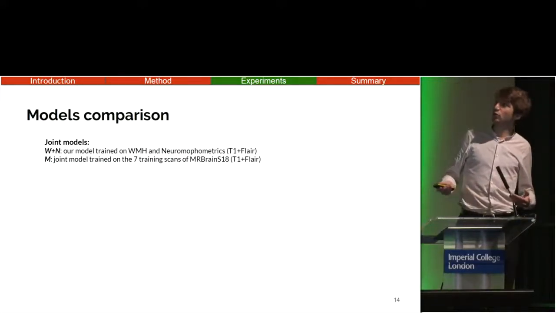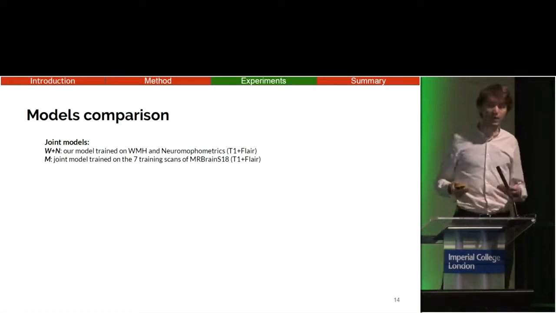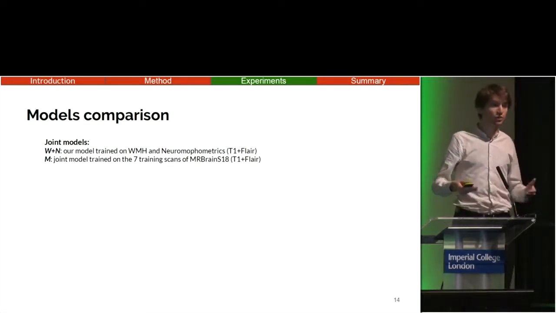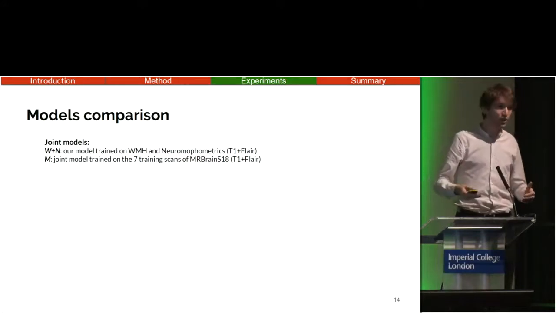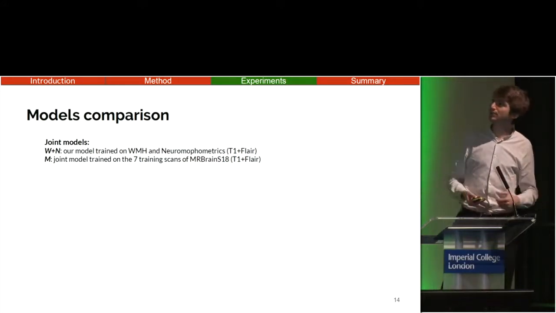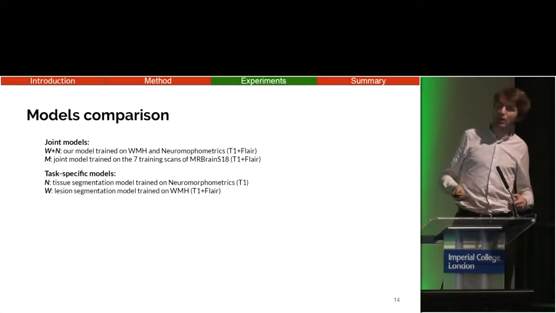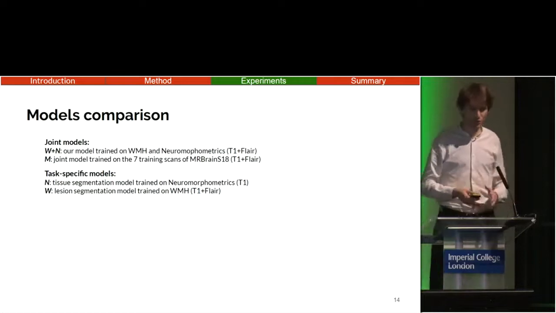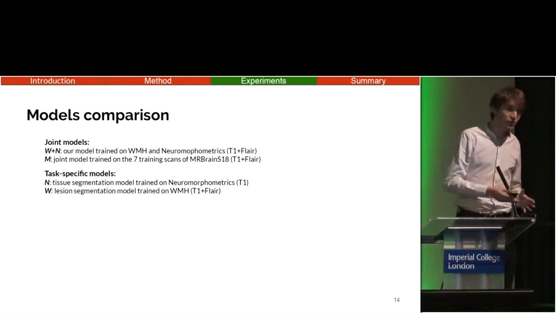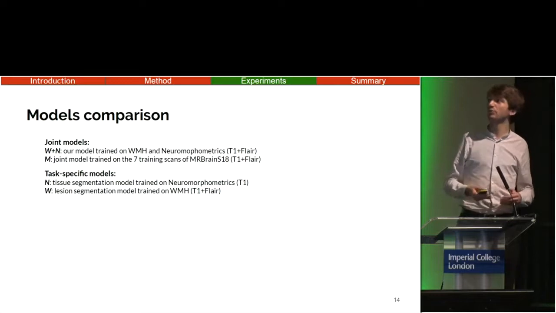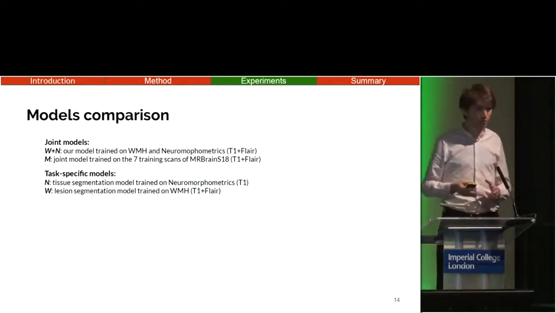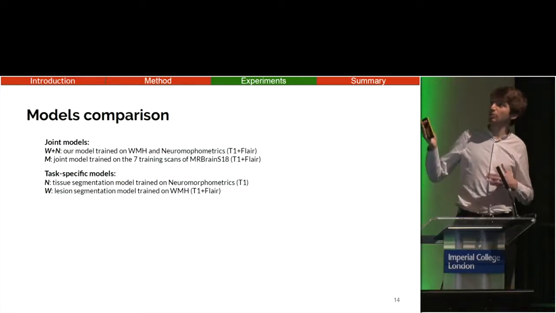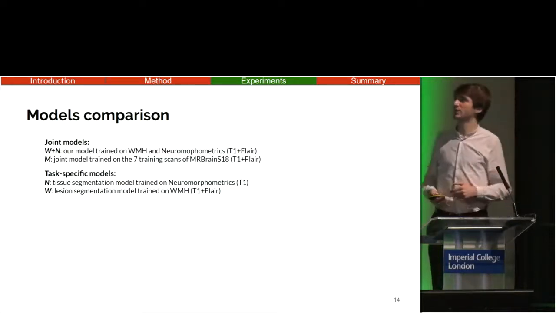First, the two joint models: our model that is trained on WMH and Neuromorphometrics using our method, and the joint model that is fully supervised, trained on MRBrainS, where we have the full set of annotations. We can also compare to task-specific models, the models that only try to perform tissue segmentation, trained on Neuromorphometrics using the T1 scans, and the model that only tries to perform lesion segmentation, trained on WMH using the T1 and the FLAIR scans.